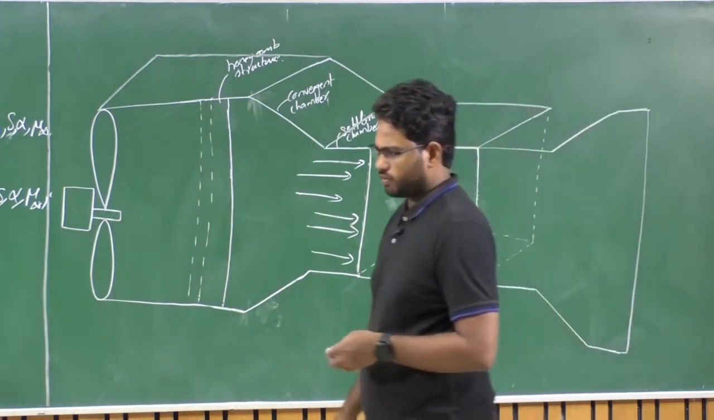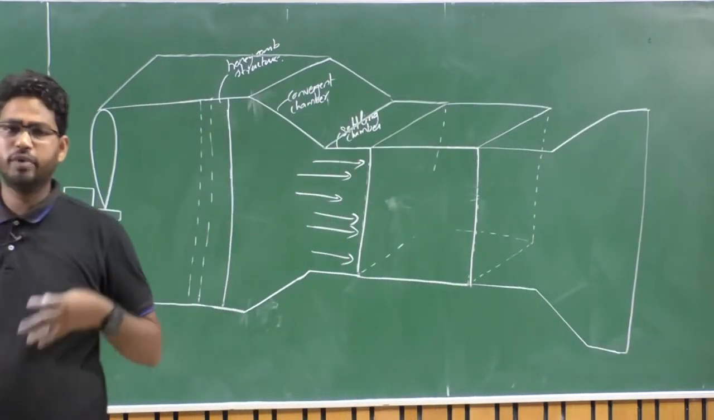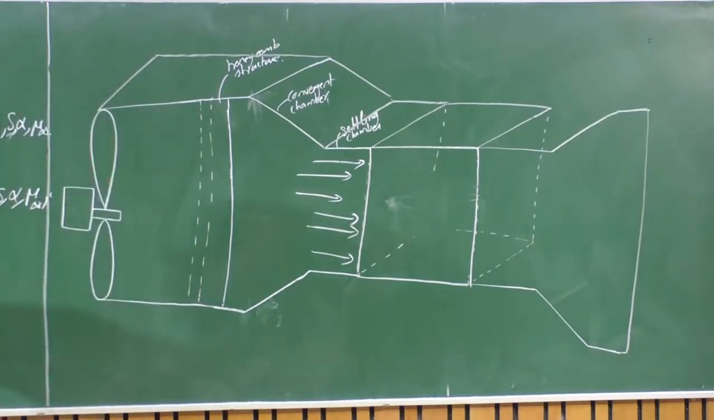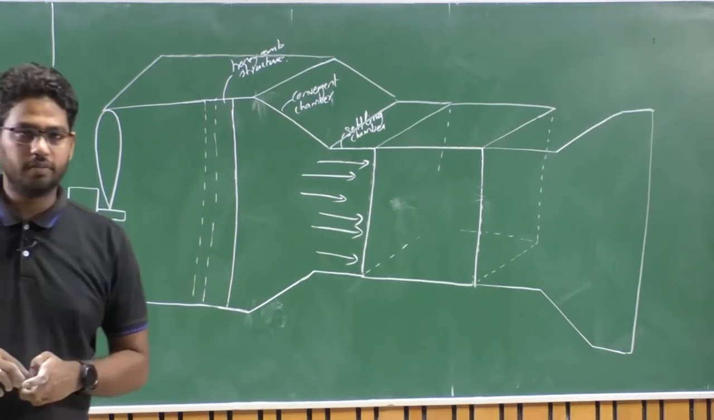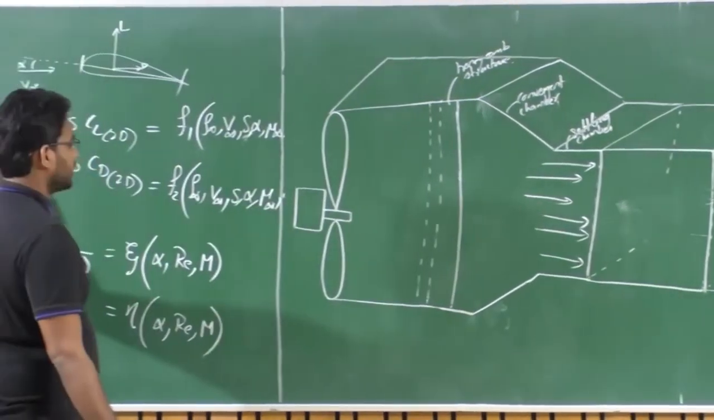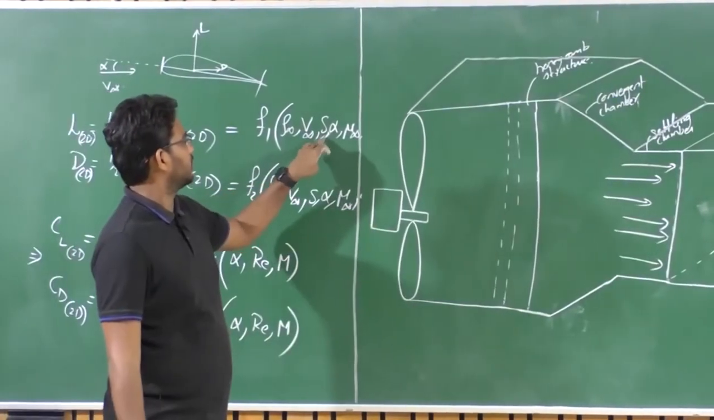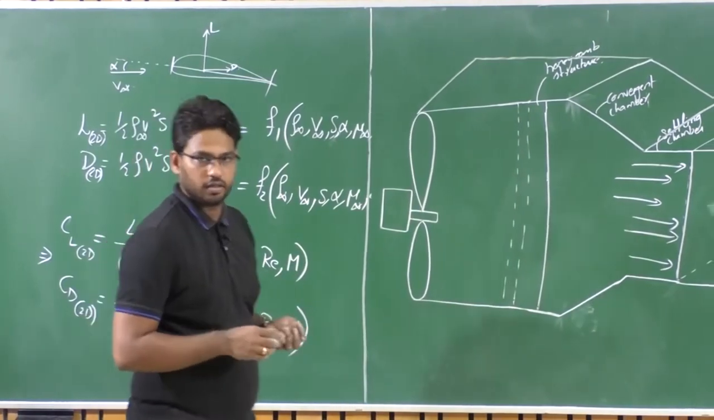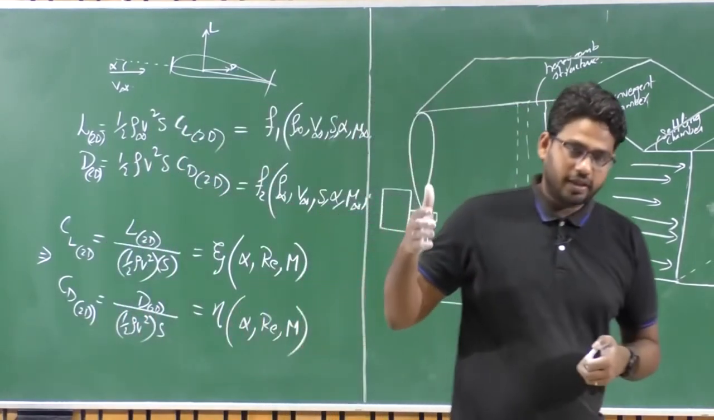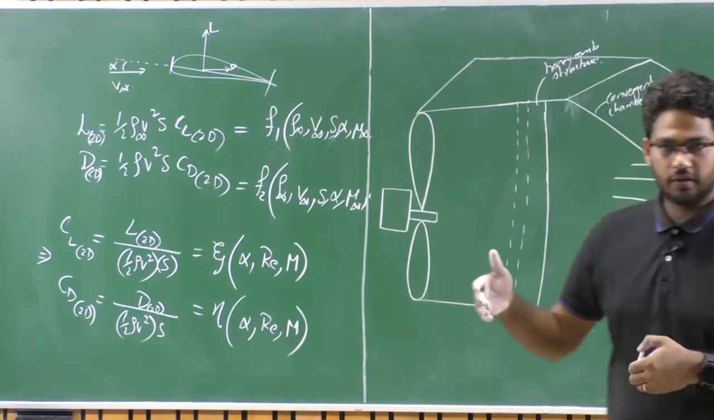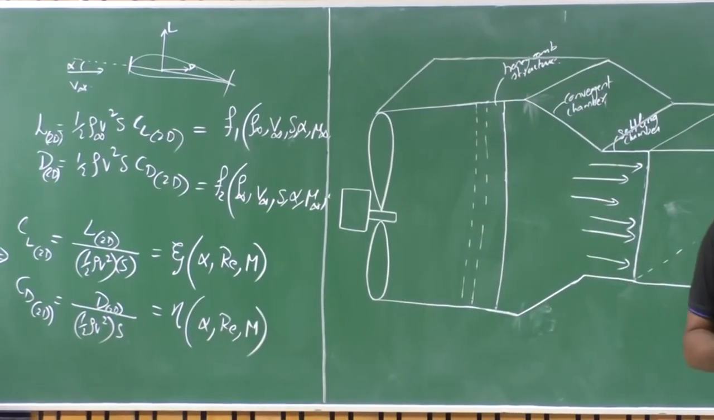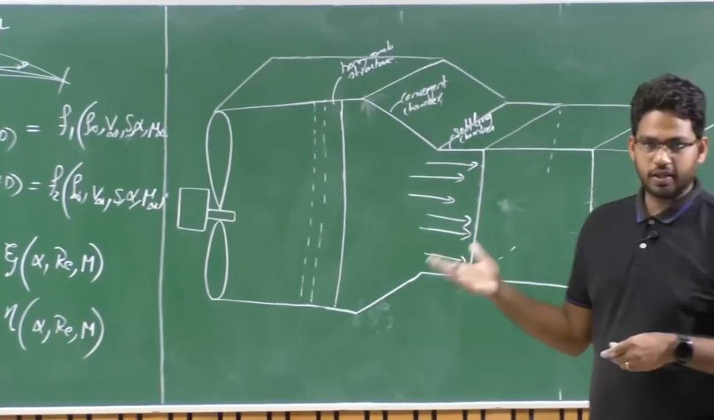In doing so, can I generate the same lift? Why? Because if I have to generate the same lift, for example for the aircraft flying at 10 kilometers, it experienced a certain lift based upon its surface, the velocity of flight, and the corresponding ambient conditions there. Can I get the same force duplicated inside the wind tunnel? That may be a bit difficult, a very difficult task.